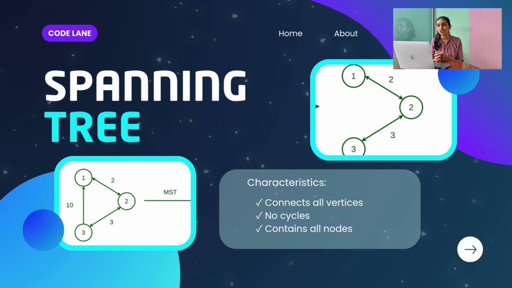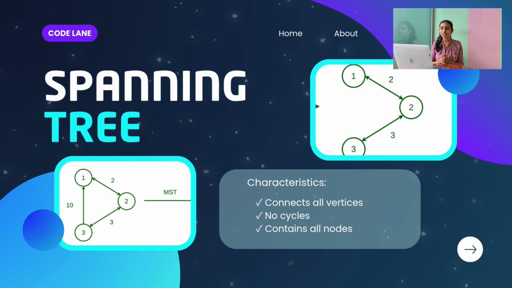Now that we understand graphs and weighted graphs, we can move to the concept of a spanning tree. A spanning tree is a subgraph that includes all the vertices of the original graph while maintaining connectivity. In simple terms, a spanning tree connects every node in the graph. However, there is one important condition. A spanning tree must not contain any cycles. A cycle occurs when we can start at one vertex, travel through a path, and return to the starting point.